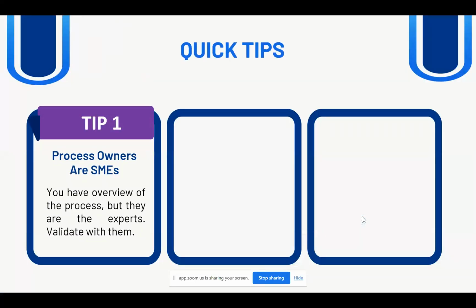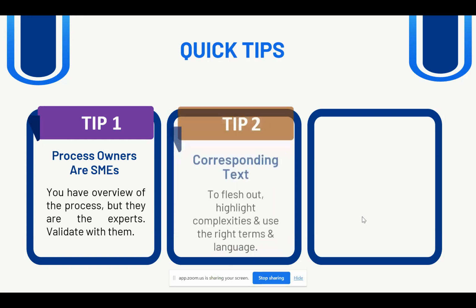Some quick tips, like I said, the process owners are the SMEs. So make sure you keep validating with them. Make sure you go back to them to get the information, go back to them to confirm the information, go back to them to finalize the information. They need to approve it and sign off on it as well.